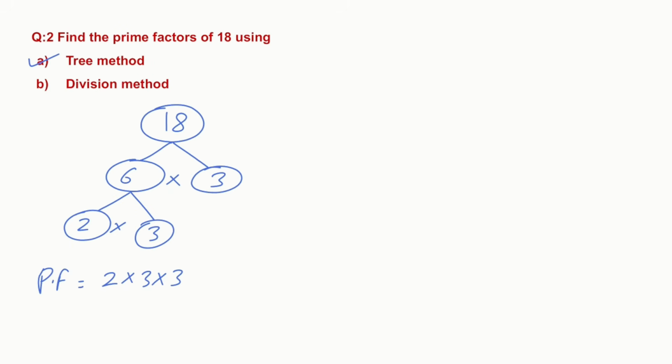So now we are going to see the division method. For this we will take the number. Now 18 is an even number. So 2 can divide the 18. So we'll take 2. 2 times 9 is 18. Now 9 is an odd number.